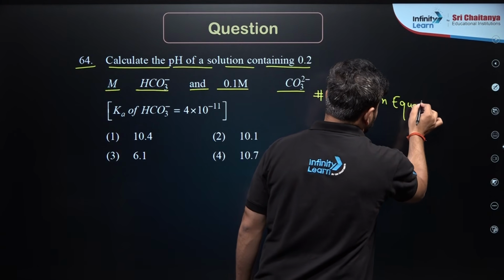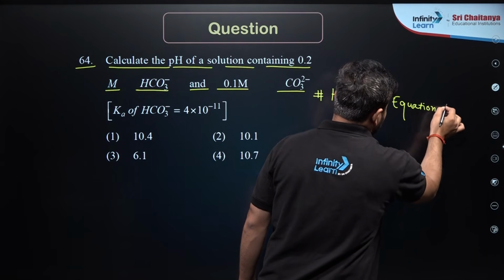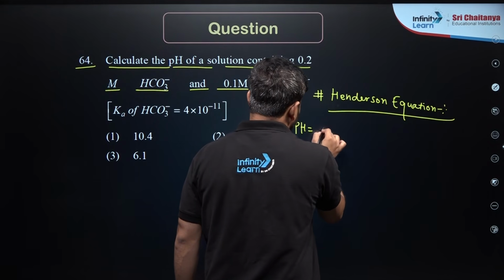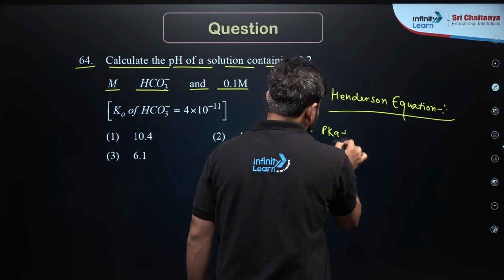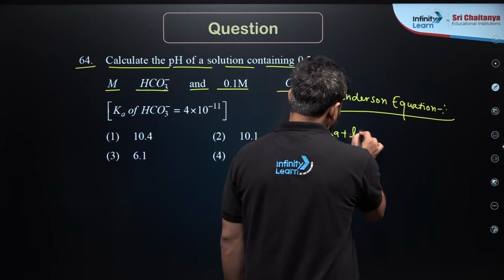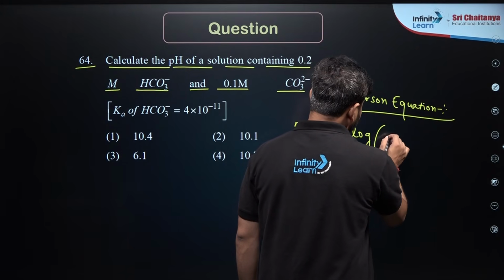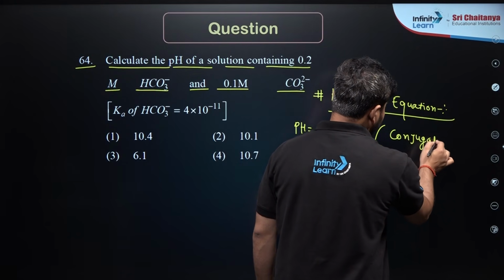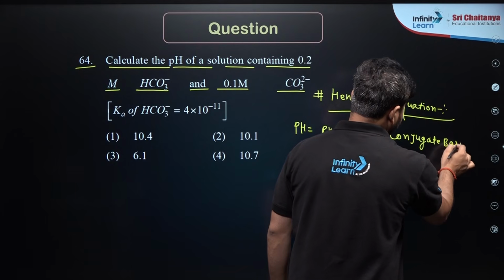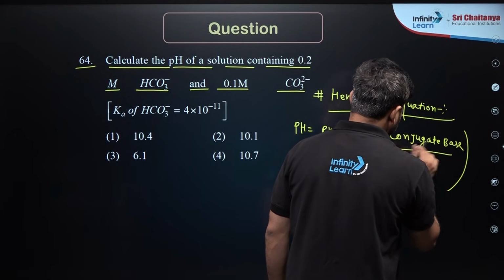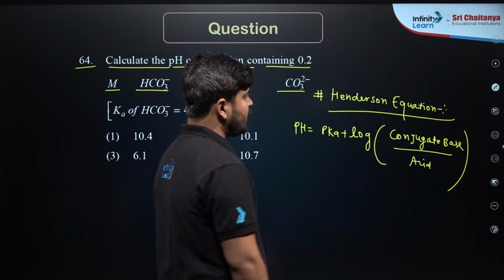Henderson equation we are going to use. If we are using the Henderson equation here, pH equals pKa plus log of conjugate base divided by acid. So we just have to do it like this.